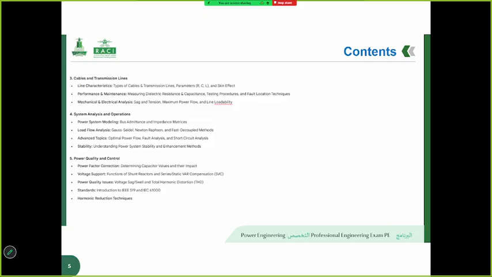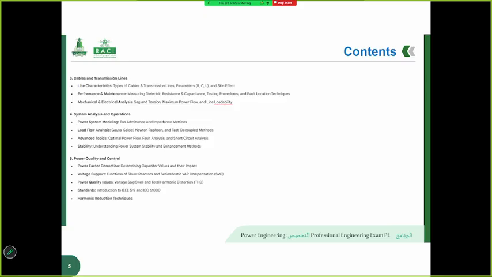decoupled methods. Advanced topics, we will briefly touch upon more advanced subjects such as optimal power flow, fault analysis, and short circuit analysis. Stability, finally, we will cover the fundamental concepts of power system stability and methods used to enhance it. And then I will talk briefly about power quality and control. The final section will focus on the important topic of power quality and its control, including power factor correction. We will discuss how to determine capacitor values for power factor correction and their impact on the system.